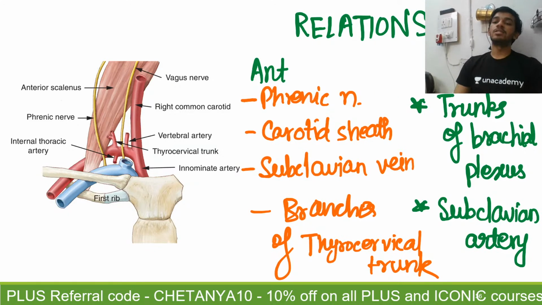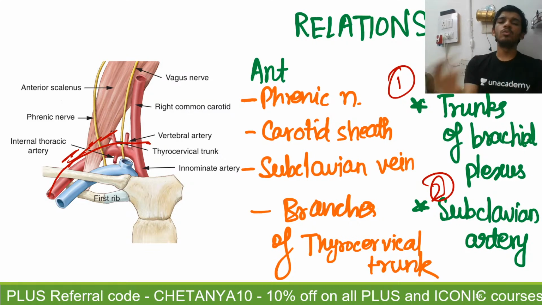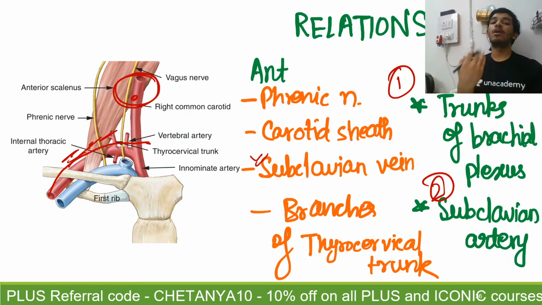So posterior relations, I already told you one, that is the subclavian artery. Along with the subclavian artery, posteriorly you will have the trunks of the brachial plexus running. Those are the two things to remember: trunks of brachial plexus and subclavian artery. Anteriorly, I told you the subclavian vein. What else is present? The right common carotid in the carotid sheath along with the vagus nerve and internal jugular vein, and a few relations of the carotid sheath itself, that is the ansa cervicalis and the hypoglossal.